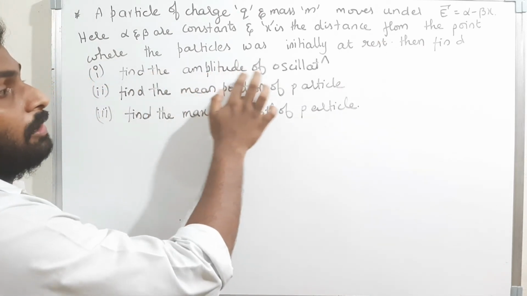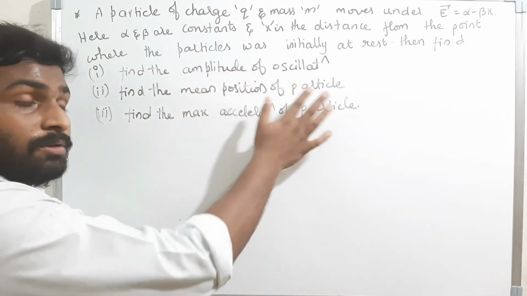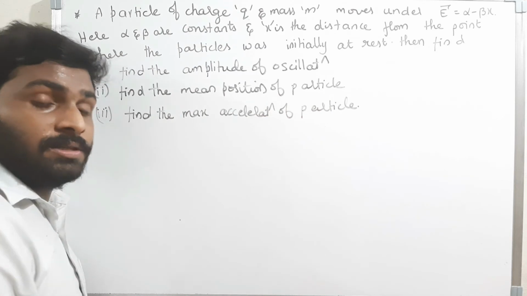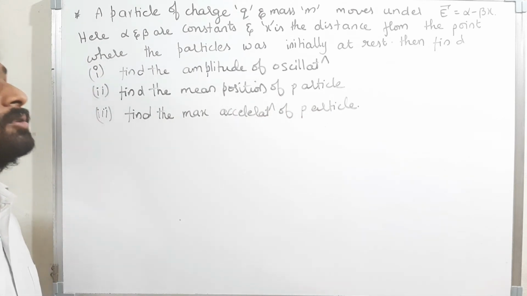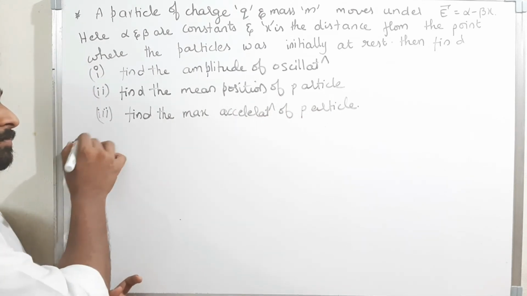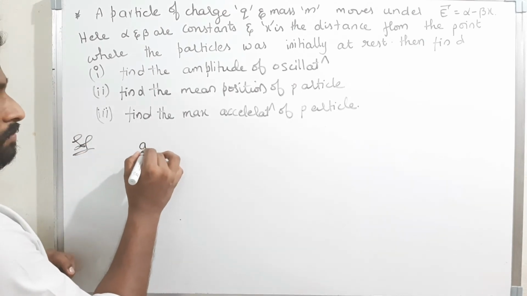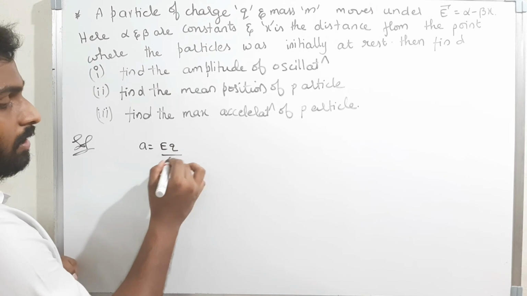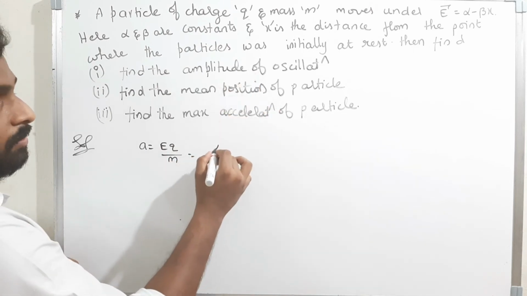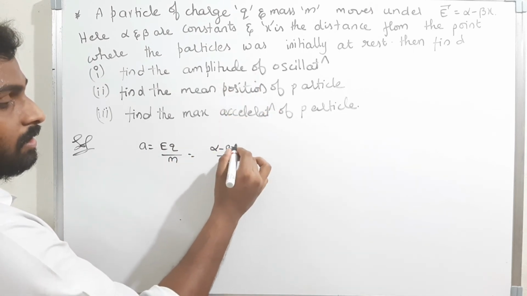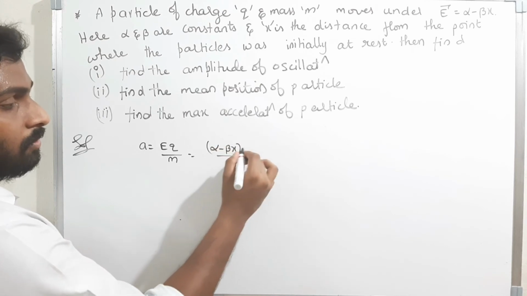Find the amplitude of the oscillation, find the mean position of the particle, find the maximum acceleration of the particle. Okay, now how can I solve this problem? See here, it's a very simple question, observe carefully. What is the acceleration? The acceleration is Eq by m. What is E? E is nothing but (alpha minus beta x) by m into q.